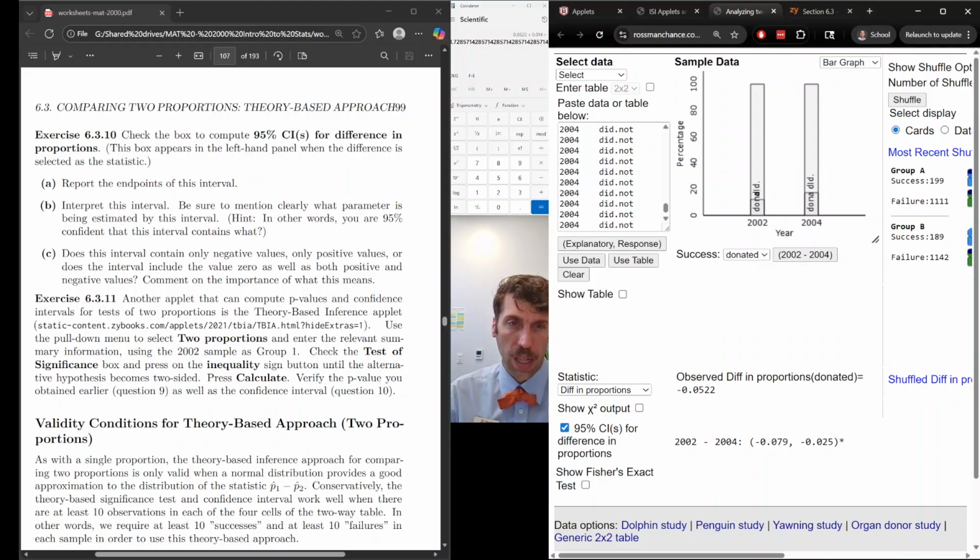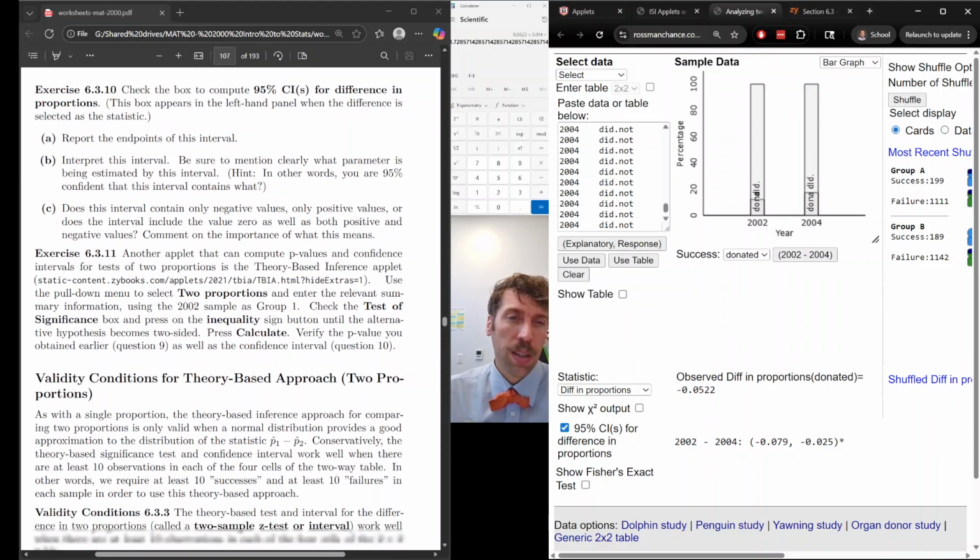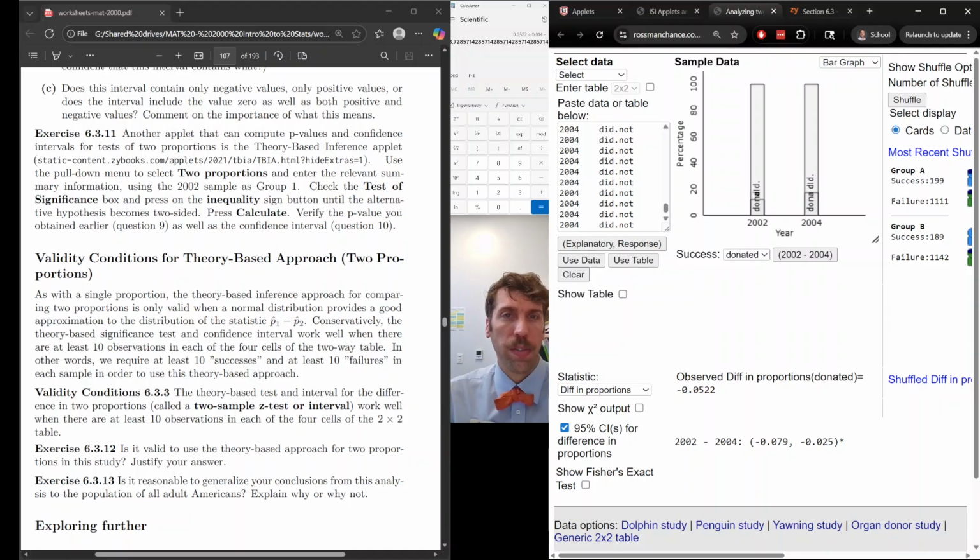All right. Does this interval contain only negative values, only positive values, or does the interval include the value 0 as well as both positive and negative values? So your answer might be different from mine. Mine is only negative.